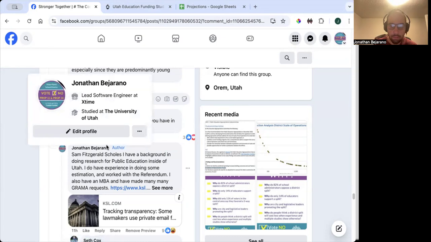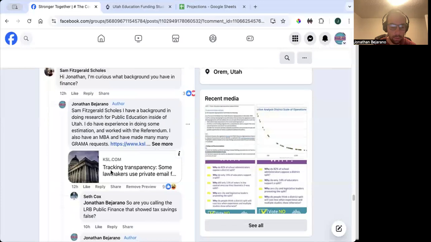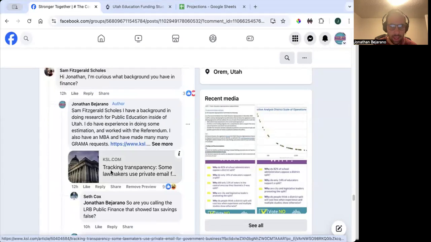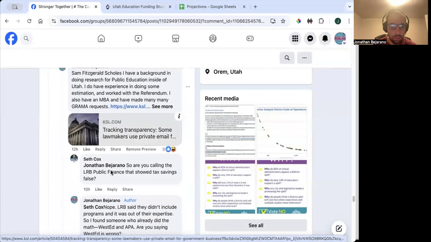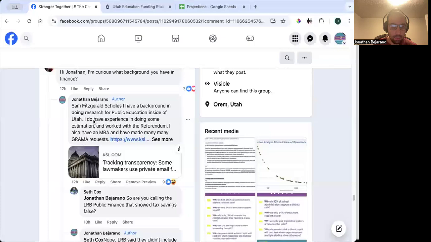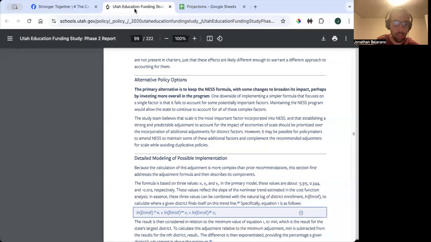I have been programming for a long, long time. Went to BYU, University of Utah for the MBA. And I think it's interesting that the people who are criticizing me the most are the ones that have the least background in finance. So I would just like to go over and show how I did some of these calculations. That way you can see if I'm lying or not.